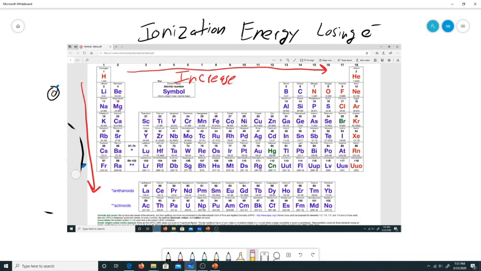A decrease. So you can erase all this here. Okay. Decrease. So it increases to the right and decreases going down.